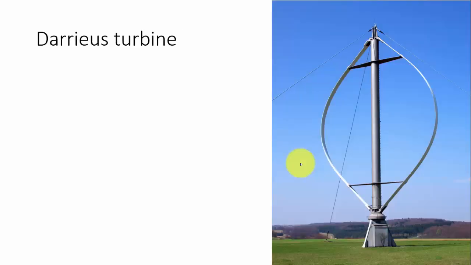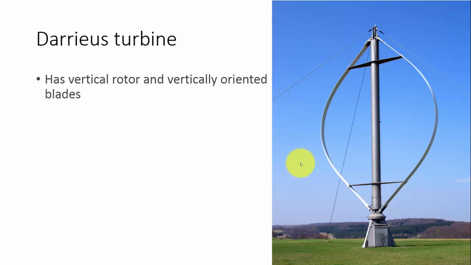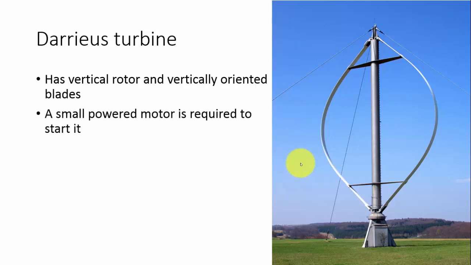Darrieus turbine, this is also a type of vertical axis wind turbine. It has a vertical rotor and vertically oriented blades. The blades rotate about a vertical axis. That's why it comes under vertical axis wind turbines. It cannot start on its own because of the wind. It has to be triggered first. A small motor is used to start this turbine. Once it is started, it will operate on the wind power. It will start generating power, and the starting motor can be switched off.